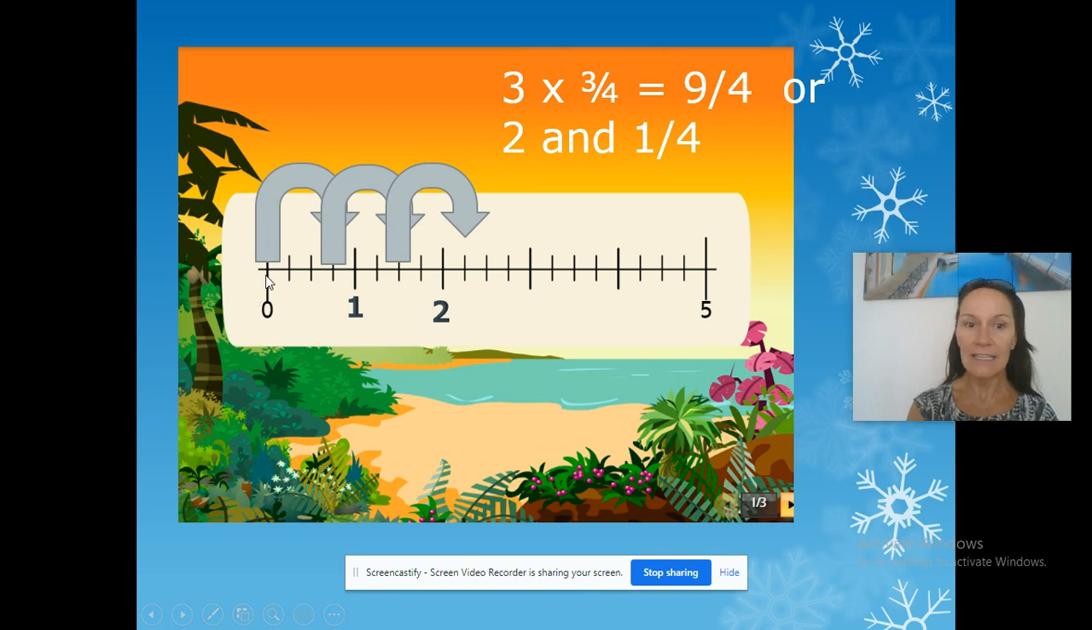And that would be, let's have a look, 1, 2, 3, 4, 5, 6, 7, 8, 9 quarters. And because 9 quarters is an improper fraction, written as a mixed number, that would be 2.25, because 4 goes into 9 twice with 1 left over.